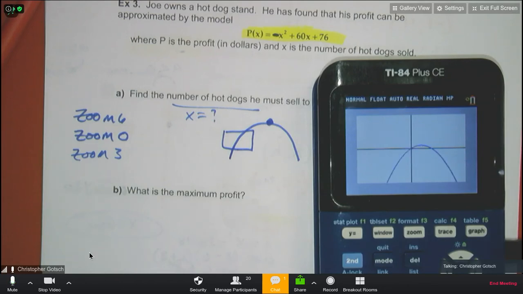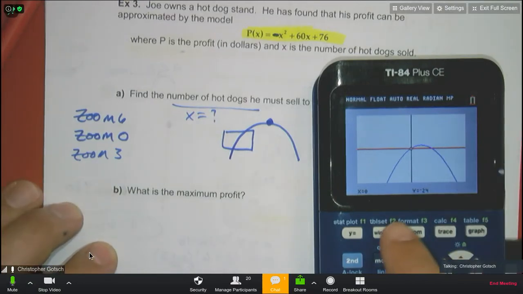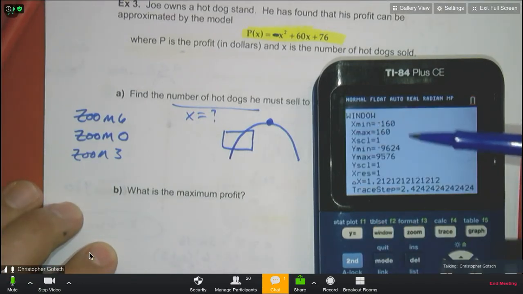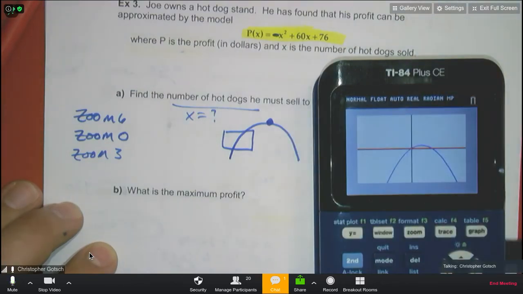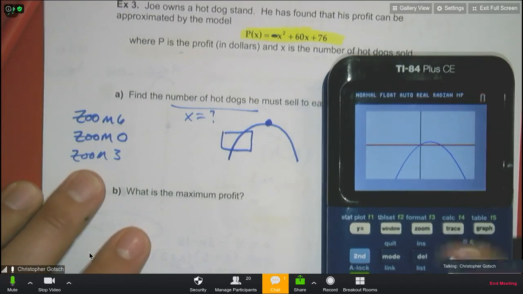So I did zoom 3, enter, and it wasn't good enough. If I press enter again, it's going to keep zooming out and out until it's so small I can't see it. So this is perfect. If I was messing with my window, I would have had to change all these numbers here, where this zoom out just took care of that. Any questions, y'all?